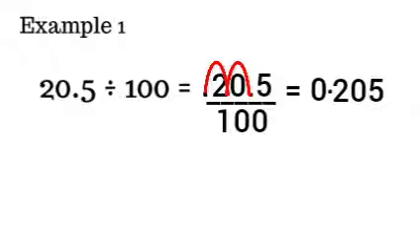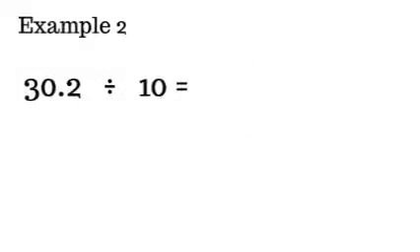0.205. Anytime you have a point appearing first in a number, just put 0 before it. So 0.205 is our answer. Example 2.